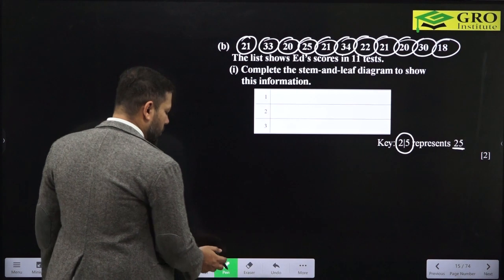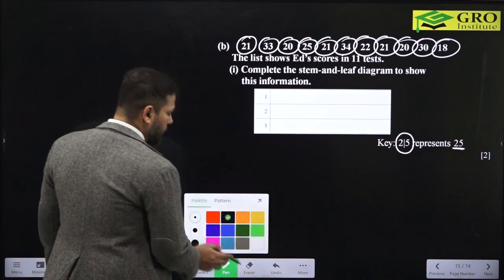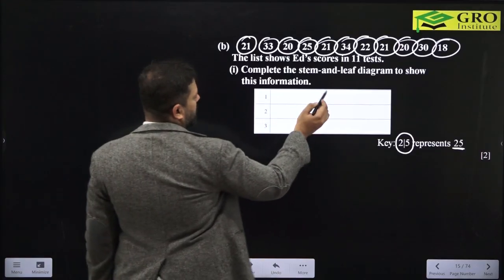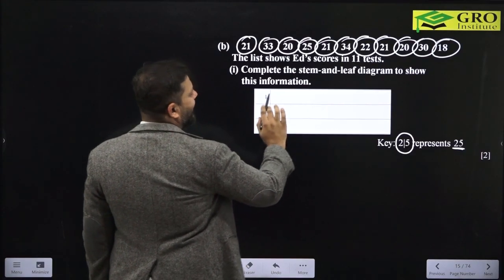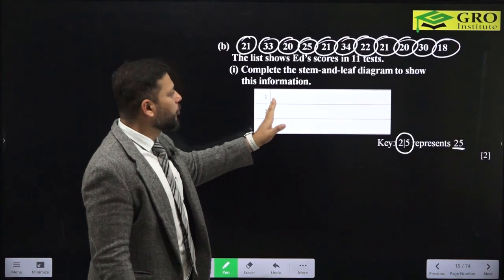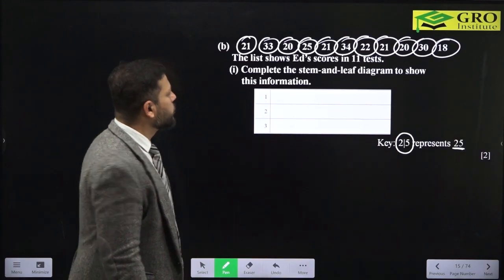So let us write it or arrange it properly. What is the smallest number? Do we have any number in ones? Nothing. So I will not write anything at 1. There is no number starting with 1. I have started with 2 only.